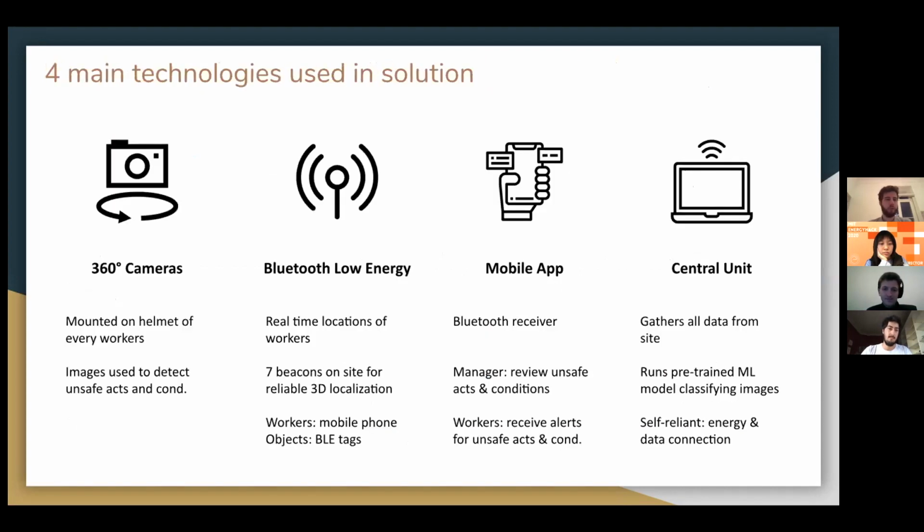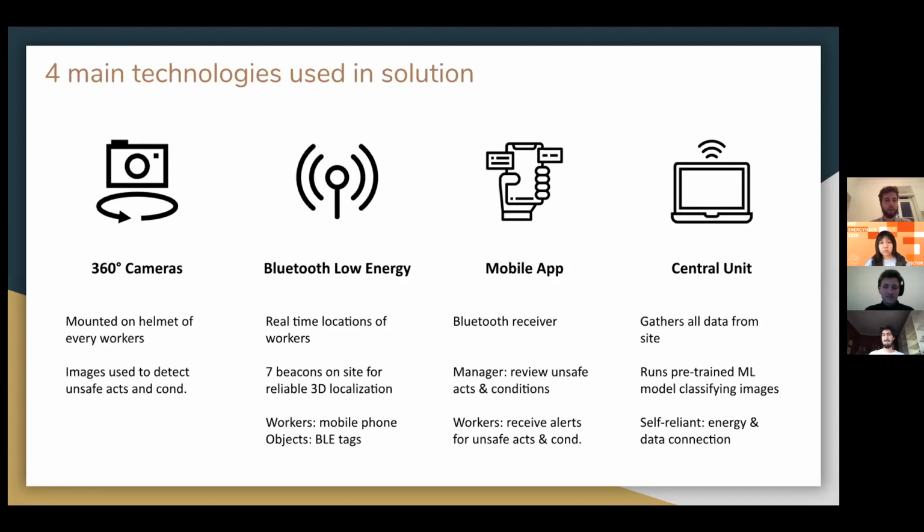All right, so for our solution, we will be using 4 main technologies. First, we will use 360 degrees cameras. We will have 1 camera per worker mounted on the helmet. And the images captured by these cameras will be used to detect unsafe acts and conditions.